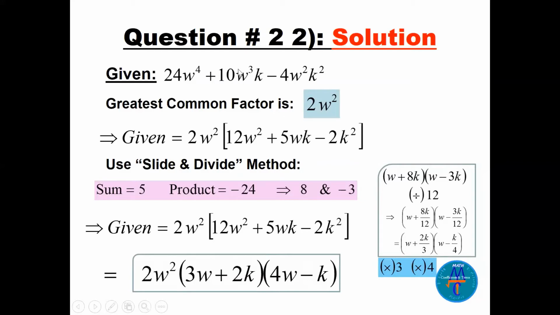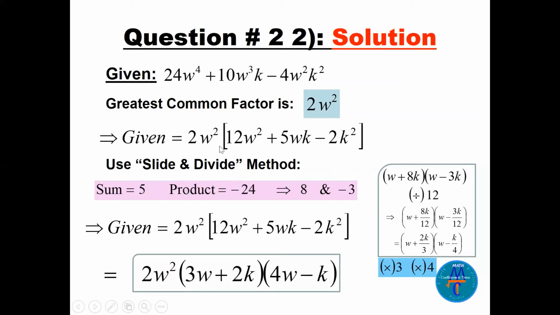If you take w squared, so that's wk minus 2k squared. It looks like inside here, we have to use slide and divide, because this one is the leading coefficient. Remember, the leading coefficient is not 1, it is 12. Only if it is 1, it's easy to factor. So let's leave the 5 here as the sum. You see the 5 here is the sum. The middle one is the sum.